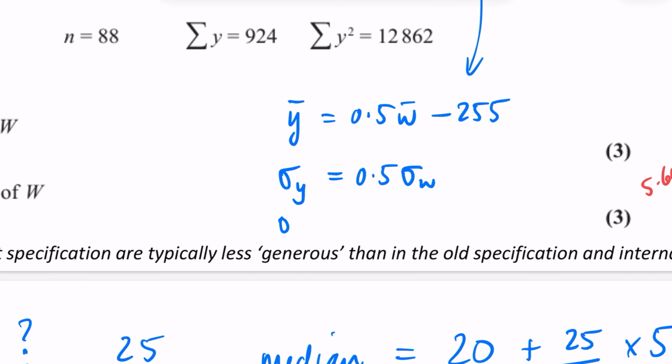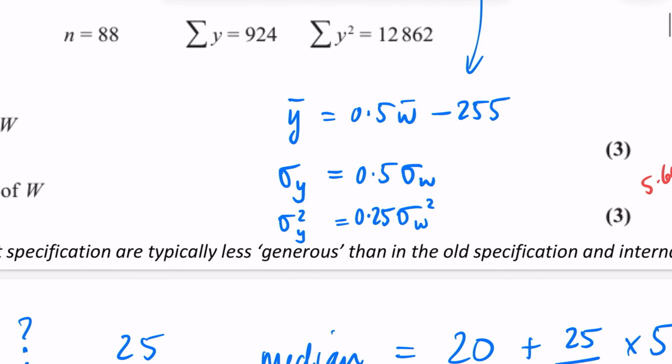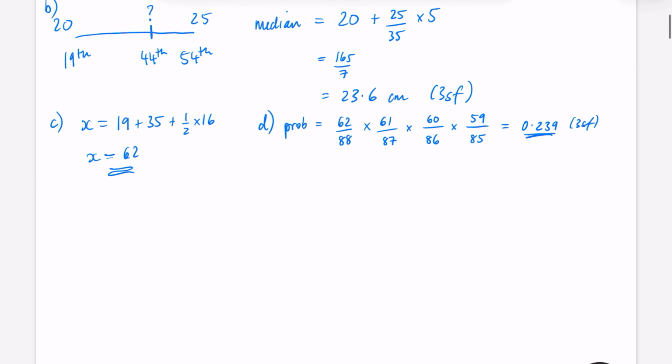So if I was going to do the variance, well, this part is squared for the variance, and we also have to do the 0.5 squared, and 0.5 squared is 0.25. So the ones that I'm going to be using in this question will be this fact, and then this fact, okay? So let's begin by just doing part E, part 1 of this question.